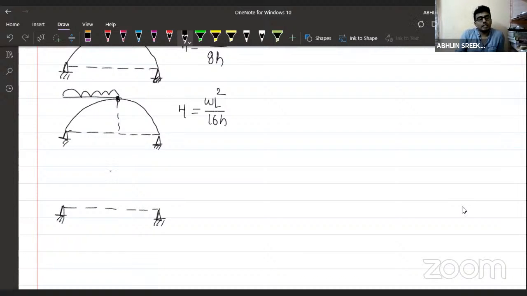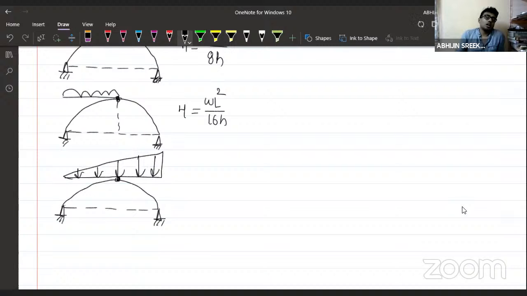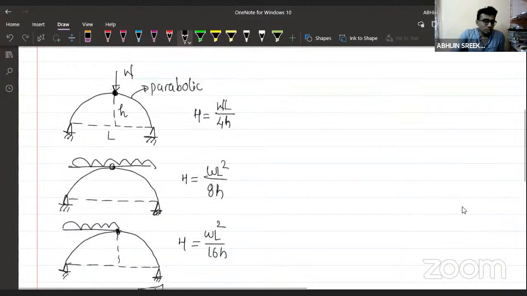Very, very important. Again, a three-hinged parabolic arch subjected to uniformly varying load, somewhat like this. What will be the horizontal reaction here? This will be WL square divided by 12H. Very good. And this is for the three-hinged parabolic arch, not for the two-hinged parabolic arch.